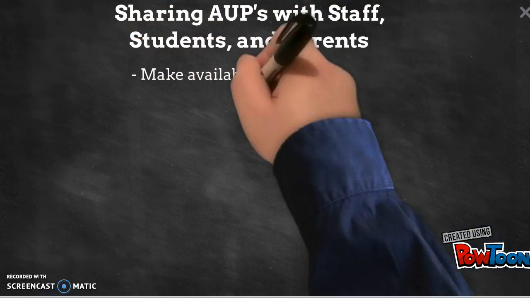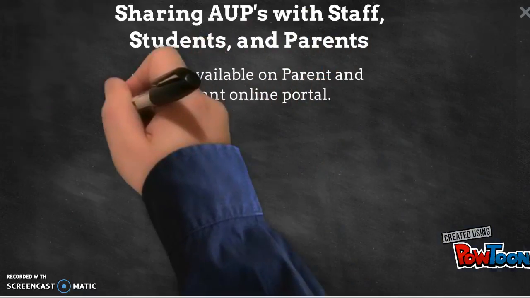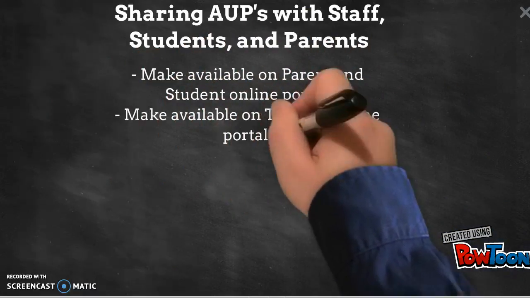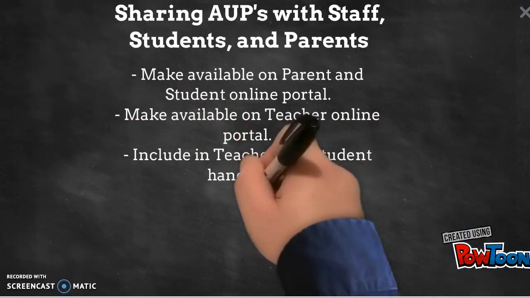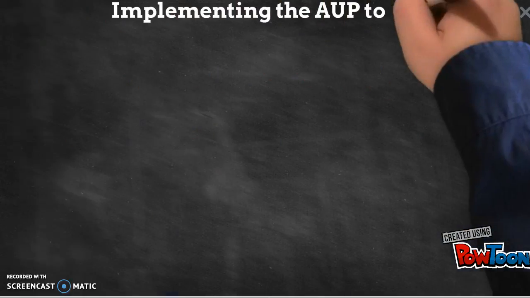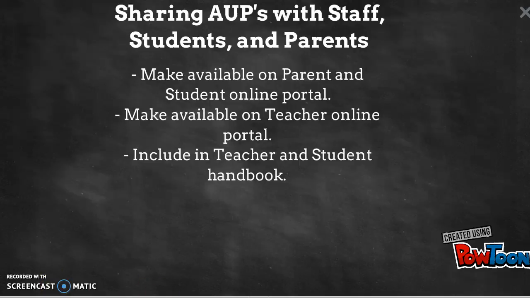Sharing or communicating an acceptable use policy with staff, students, and parents. All acceptable use policies should be easily available on the student and teacher portal on the school district website. All acceptable use policies should be a part of the student and teacher handbook. This way, both ensure that the policy is readily available and accessible at all times.